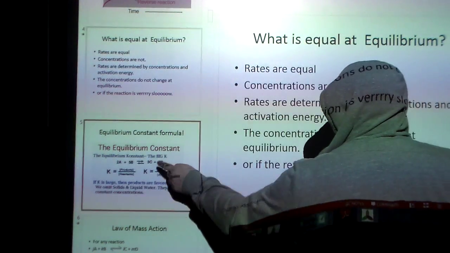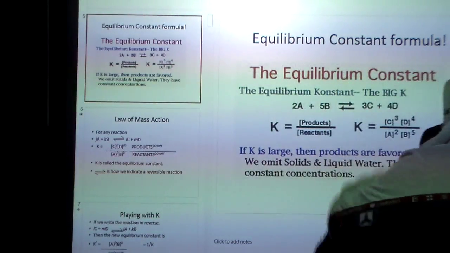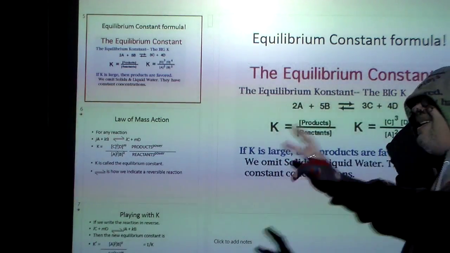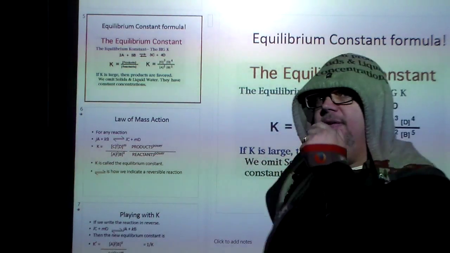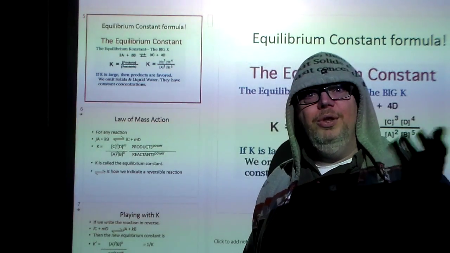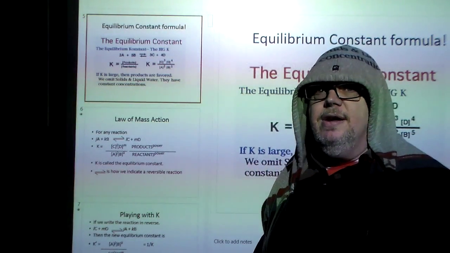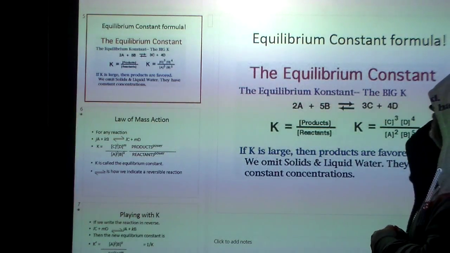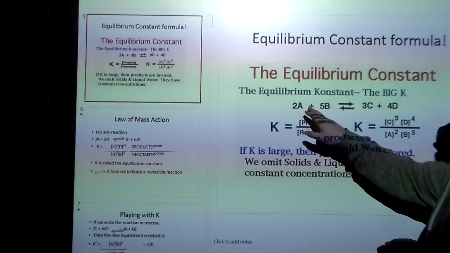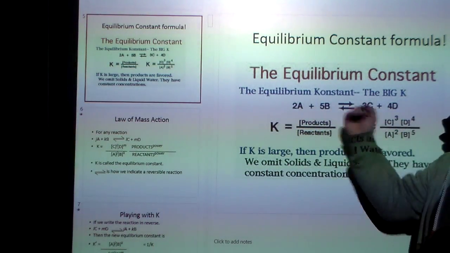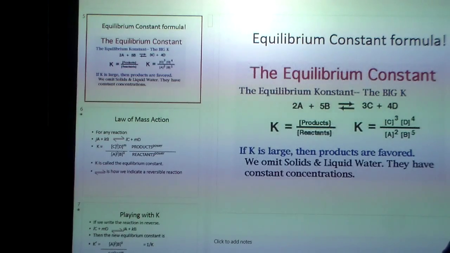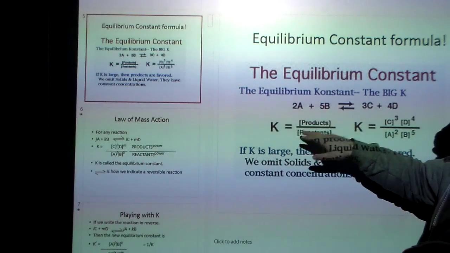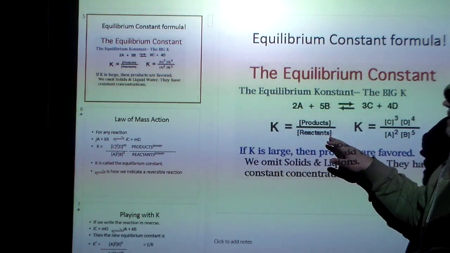Okay. So we have a formula, and here it is. The equilibrium constant, the big K. Not quite the same as the little k that we did in the last chapter when we were looking at kinetics. This is going to be a big K. This is more important. Okay? So the equilibrium constant, if we look at this reaction, 2A plus 5B, it goes back and forth to get 3C and 4D. So our big K is going to be the concentration of all the products divided by the concentration of all the reactants.